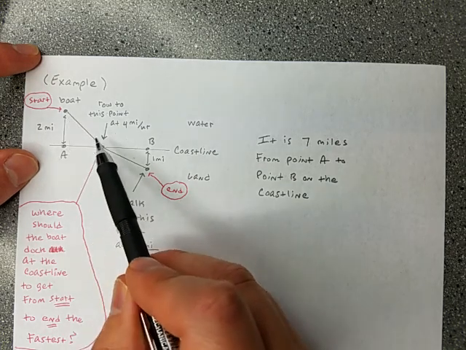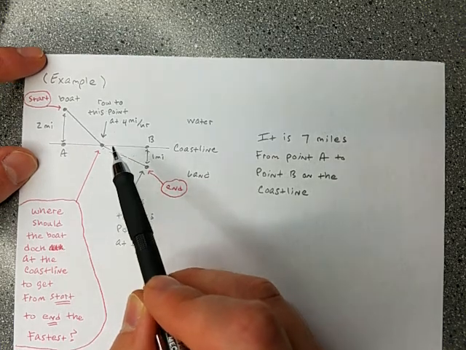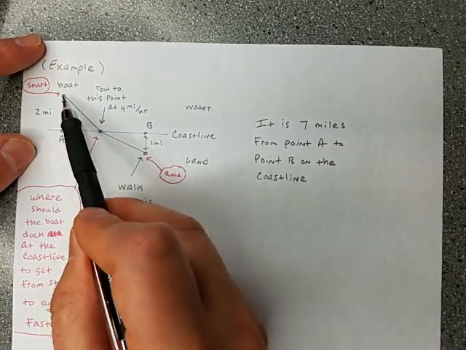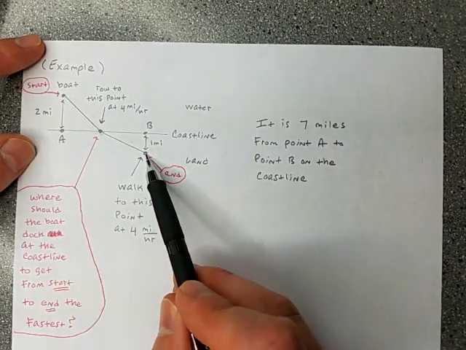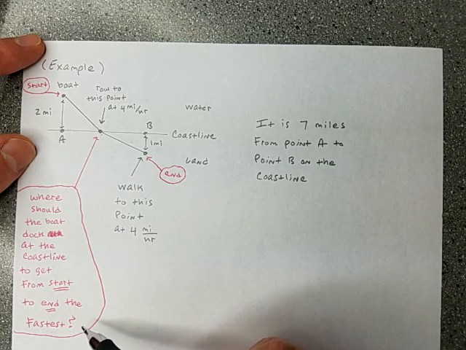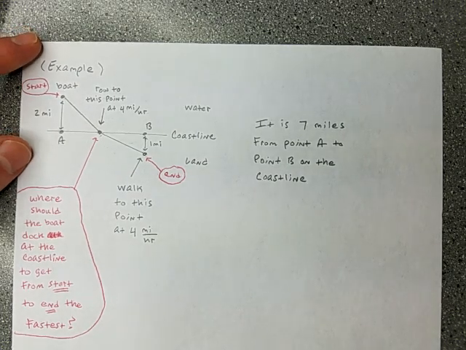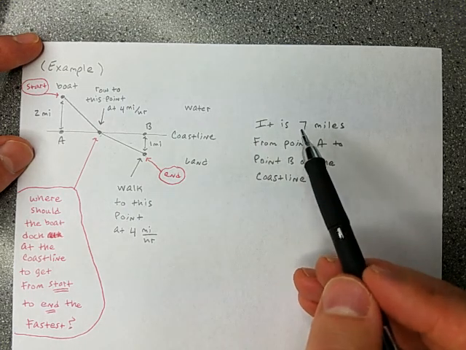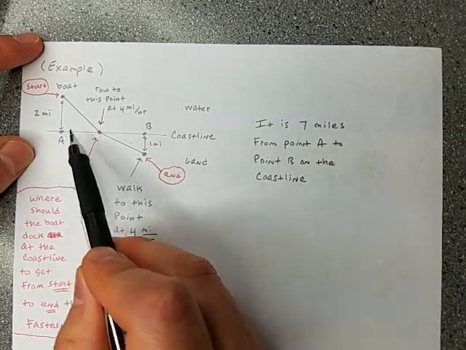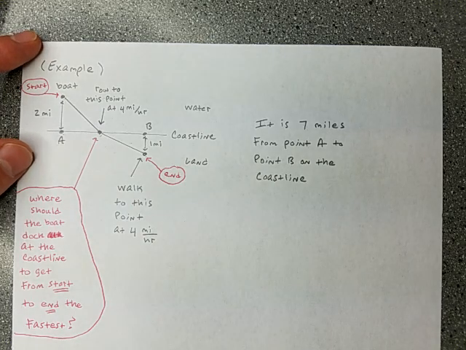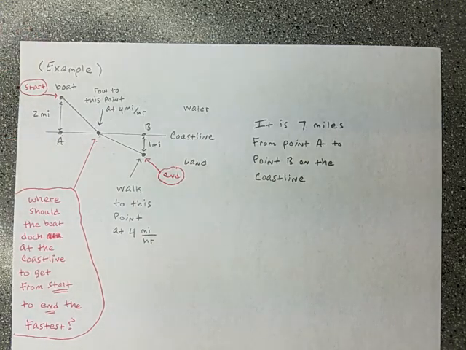Now, so where should this point be? Where should he row to on the coastline to get from the starting point to the ending point the fastest, or in the least amount of time? Okay? One more detail. It's 7 miles from point A to point B. All right. So that's the question.